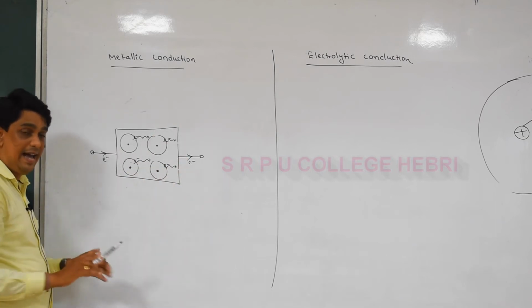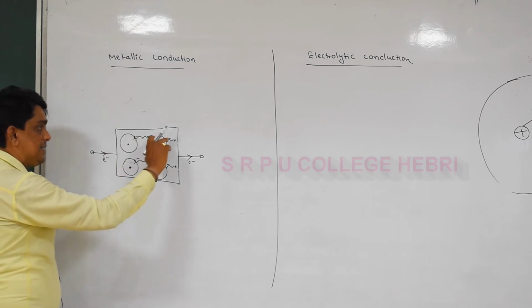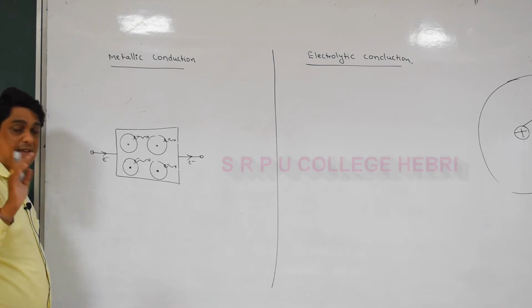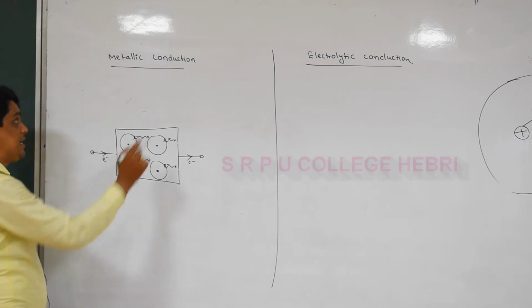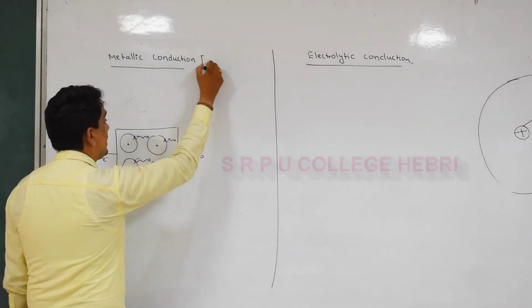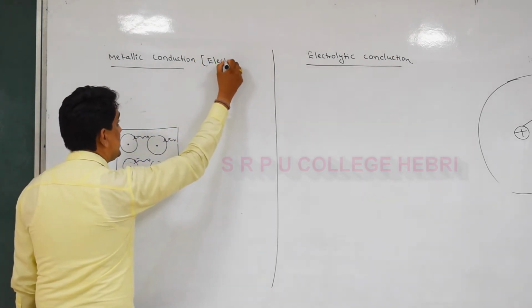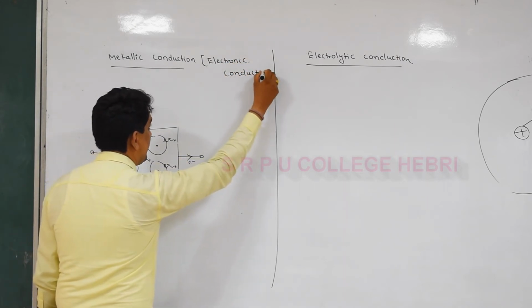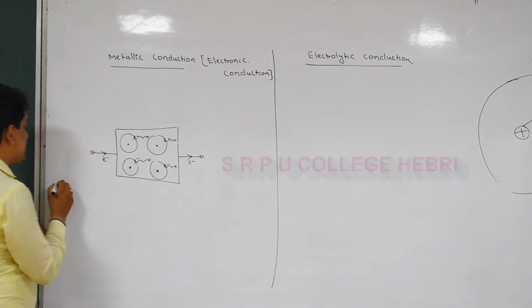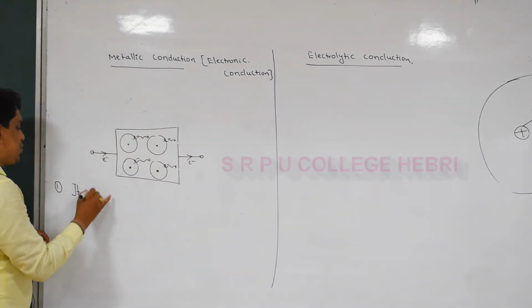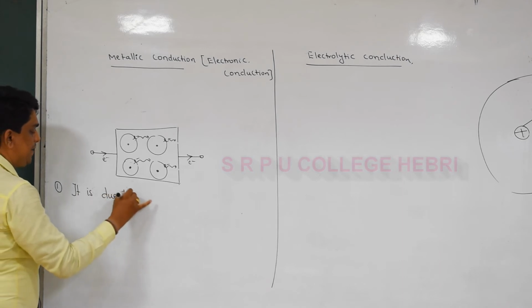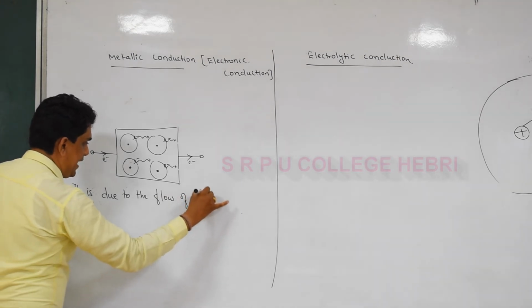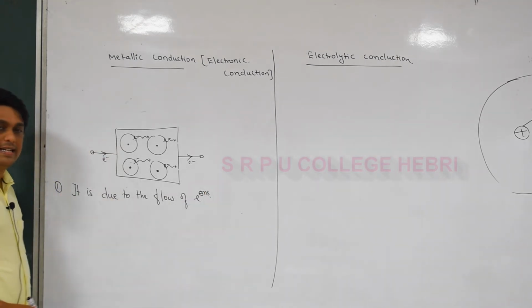So you can see that metallic conduction is nothing but the flow of electrons. So we call metallic conduction also electronic conduction. Let me write this in the bracket in the heading itself. I'm writing the first point: it is due to the flow of electrons. Therefore we call it electronic conduction.